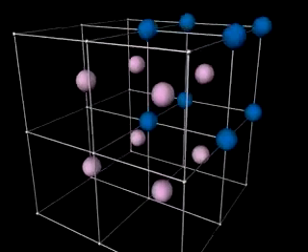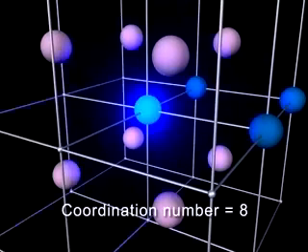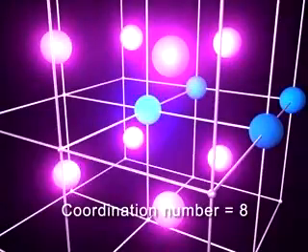In this tiny portion of a body-centered cubic array, you can see that any given particle has 4 nearest neighbors above and 4 below for a total of 8 nearest neighbors.